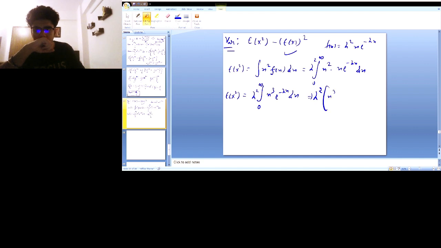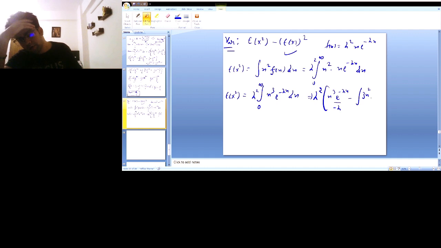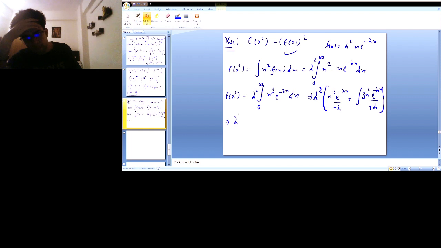Now this is lambda square, x cube e to the power minus lambda x upon minus lambda. This is big, so we use the derivative of the first function, and the integral of the second, and the product, and the integral of the whole product. This becomes minus, this becomes minus, and this becomes positive. So this gives me lambda square x cube e to the power minus lambda x upon minus lambda, plus 3 comes out, x square e to the power minus lambda x.